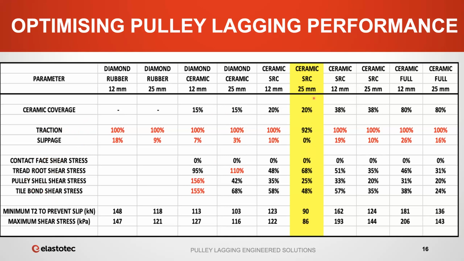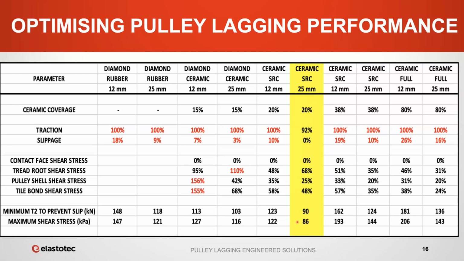So there's only one lagging that basically has no localized slippage and is well within the fatigue limits, and that's the 20% 25 mil lagging. And remember earlier on I mentioned the minimum T2 to prevent slippage and the maximum shear stress. For this lagging, the minimum T2 to prevent slippage and the shear stress are the lowest for all of the laggings that we looked at. And that's important because you're putting the belt and the belt splices under less stress.